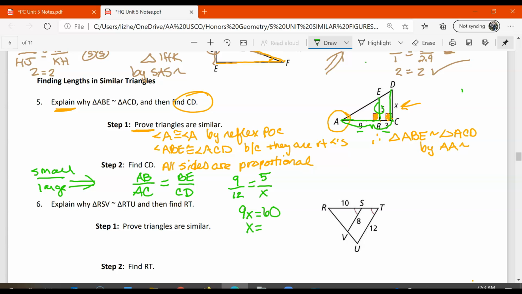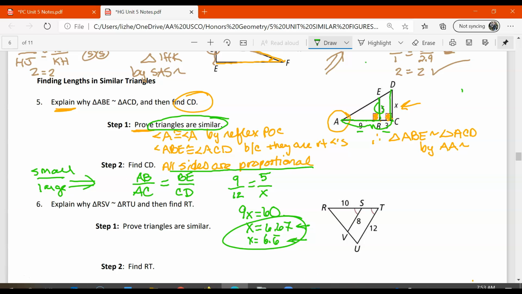So therefore, x is 60 divided by 9, which is 6.67 or 6.6 repeating, but that is the value of x right there. This is the rounded value. This would be the repeating way to write it. So this is how we can use our proportions. Once we have similar triangles, so we have to know they're similar. If they're similar, the sides are proportional, and you can set up a proportion.